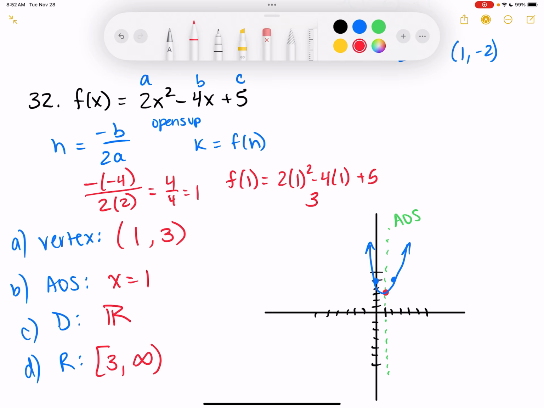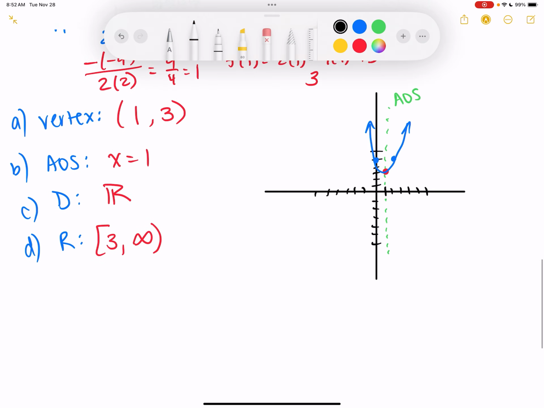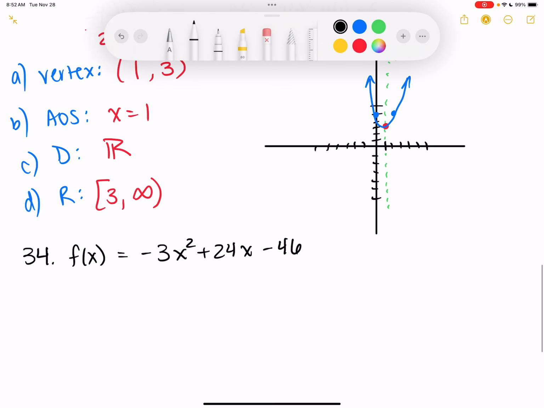All right, let's look at one more. Number 34: f of x is equal to negative 3x squared plus 24x minus 46. This one could be brutal. I might not be picking 0 for this one. I don't really want to go all the way down to negative 46, but we'll see.